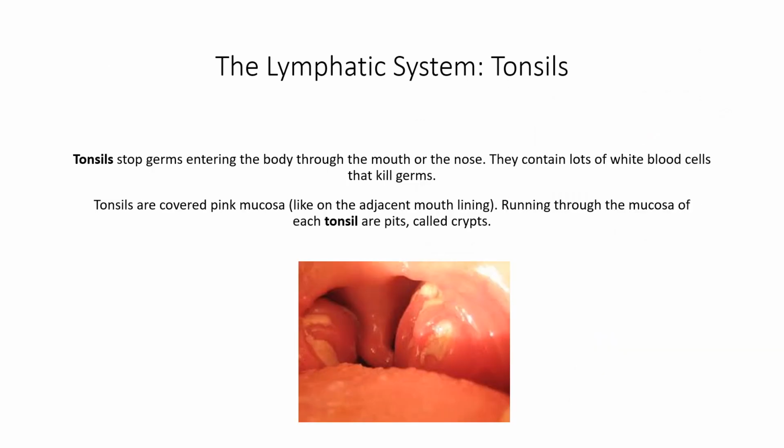The tonsils, probably the one we're more knowledgeable about, because a lot of us have had tonsil problems like tonsillitis or glandular fever, or even strep throat, throat infections, all that sort of thing. And tonsils are essentially there to stop germs entering the body through the mouth and the nose. They contain lots of white blood cells that kill germs, and they're covered in something called pink mucosa. And running through the mucosa of each tonsil are pits called crypts, which you can see here where they cave in on this picture.